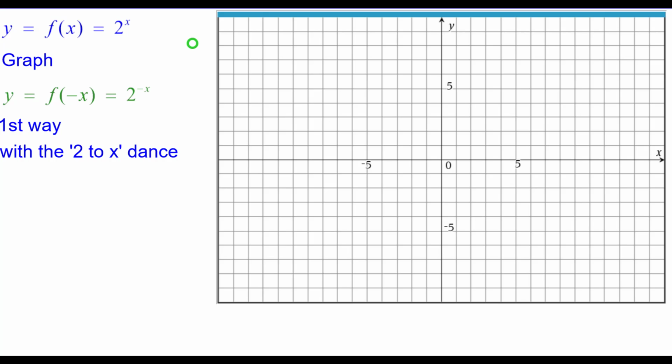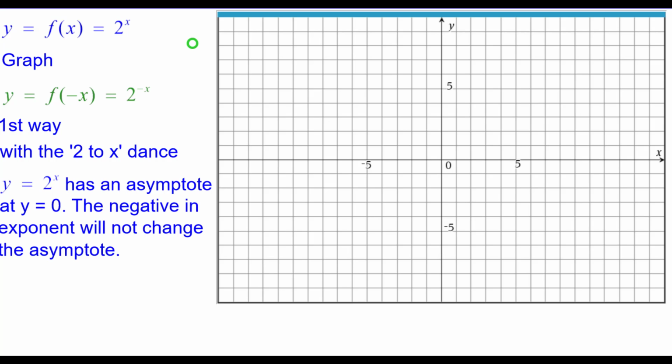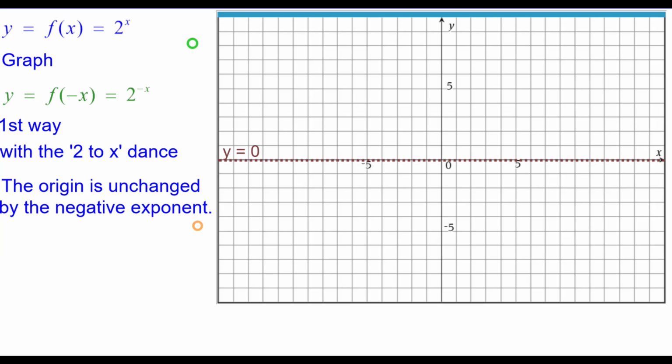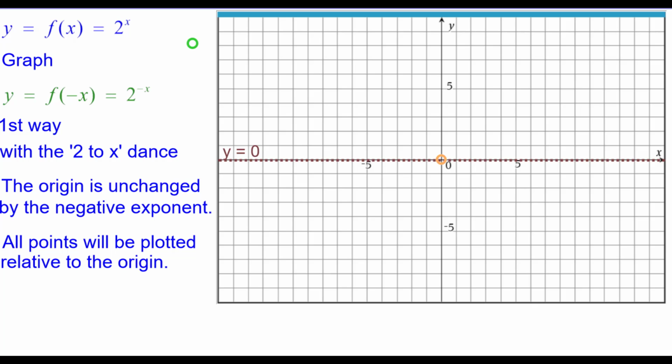The first way is with the 2 to the x dance. Y equals 2 to the x has an asymptote at y equals 0, and the negative in the exponent will not change the asymptote. So we'll go ahead and graph that as the x-axis, y equals 0. Also, the origin is unchanged by the negative exponent, and we will plot all points relative to that origin.